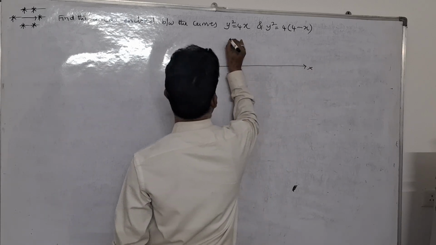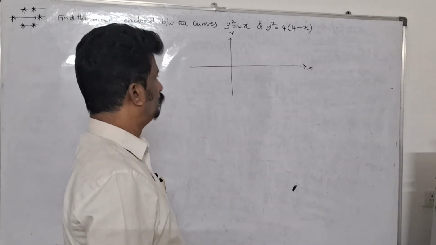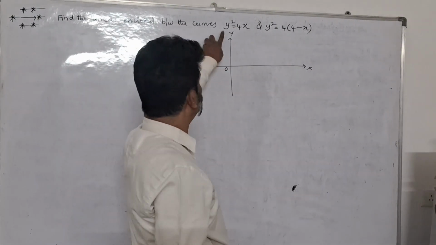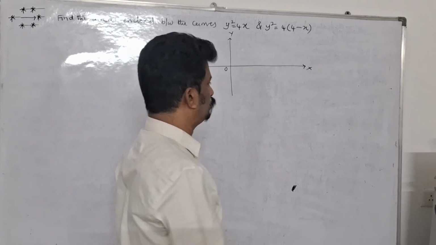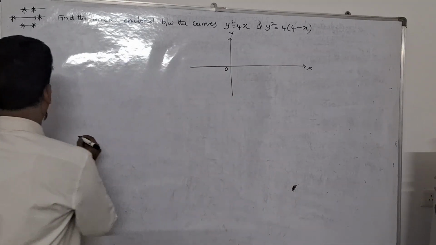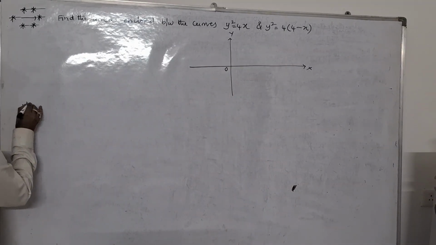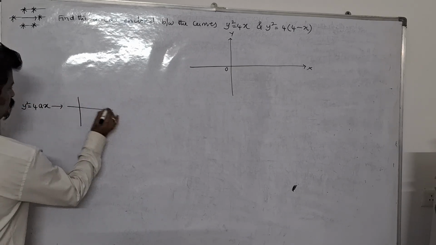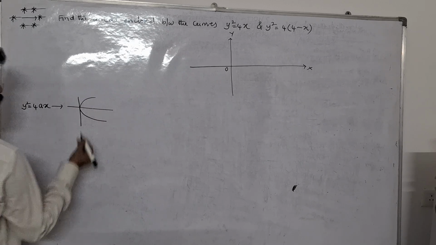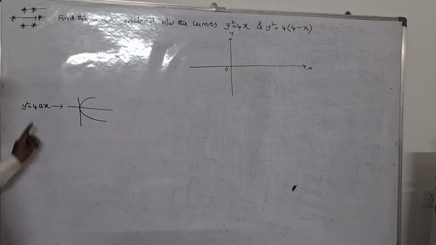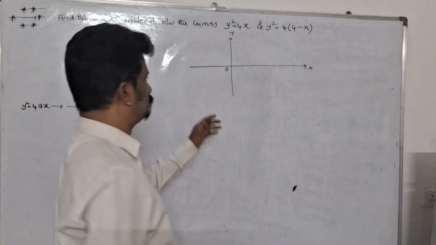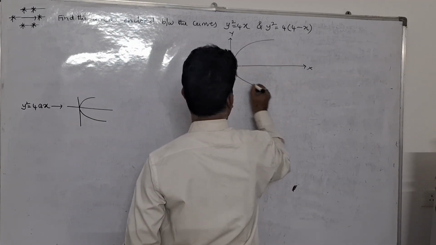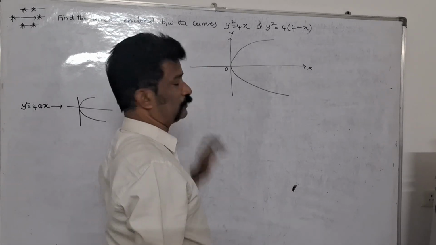X axis and y axis. This one is 0. Y square equal to 4ax. Look at this: the y square is equal to 4x graph is just like this. Y square equal to 4x is a standard parabola. This graph is completed.